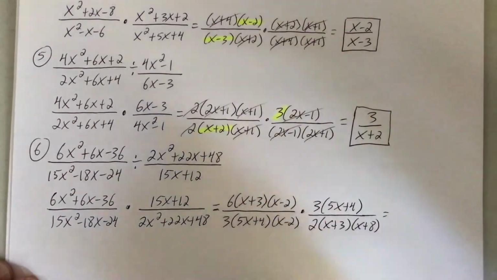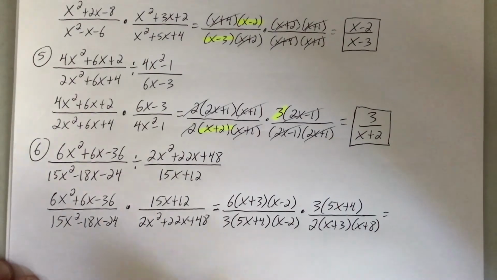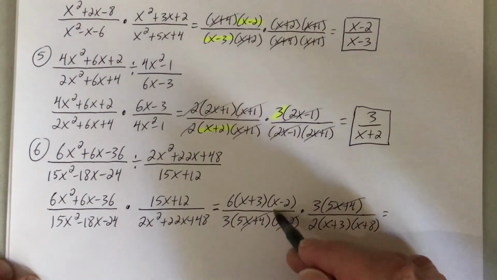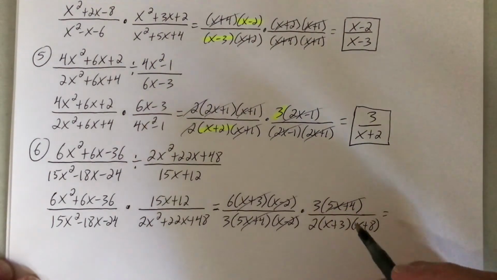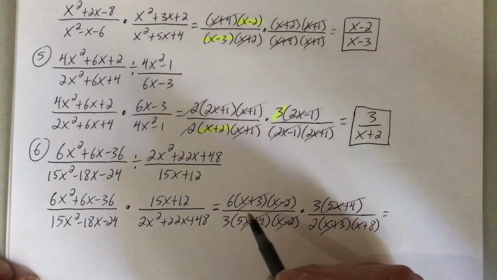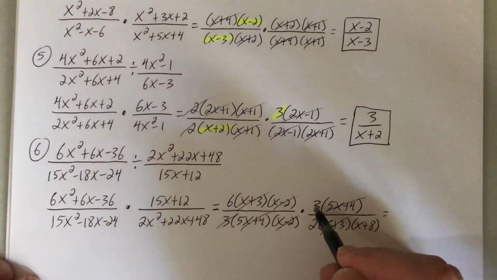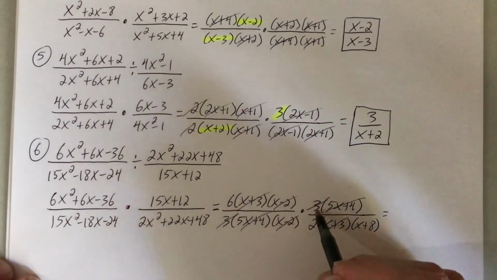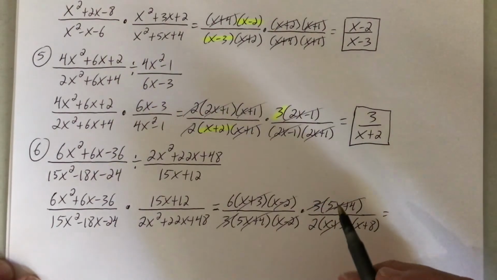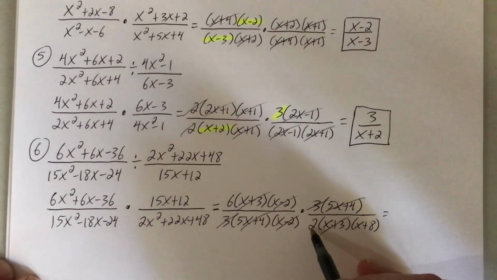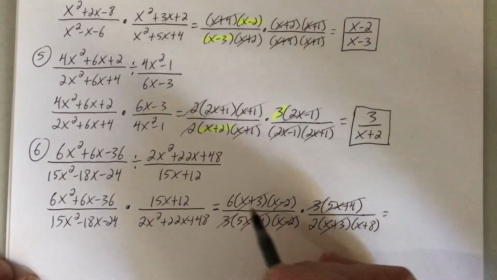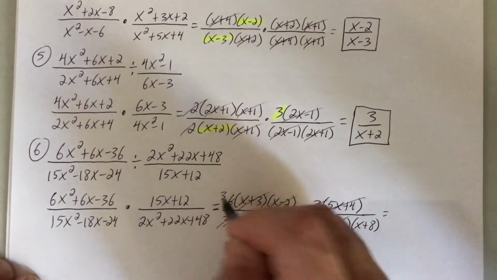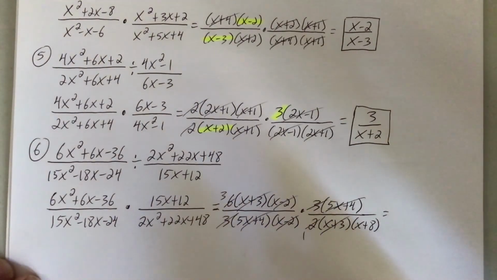So let's see what we can cross out here. I got a 5x plus 4, 5x plus 4, x minus 2, x minus 2, x plus 3, x plus 3. Now I got a 3 here, and I got a 3 here. Now I know I could have reduced it with this, but it was just a 3 in the top, a 3 in the bottom. That was easy. Well, I got a 6 and a 2 left over. Well, 6 over 2 reduces to 3 over 1. So that basically becomes a 1. That becomes a 3.